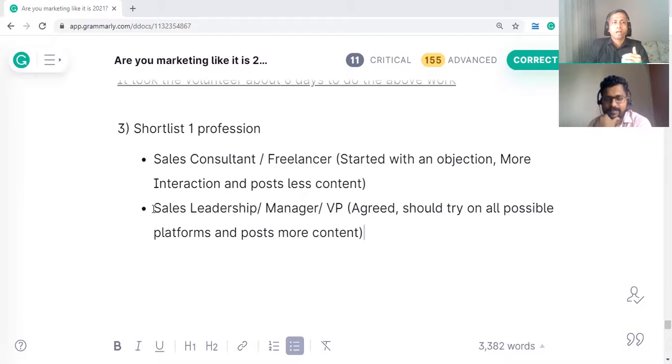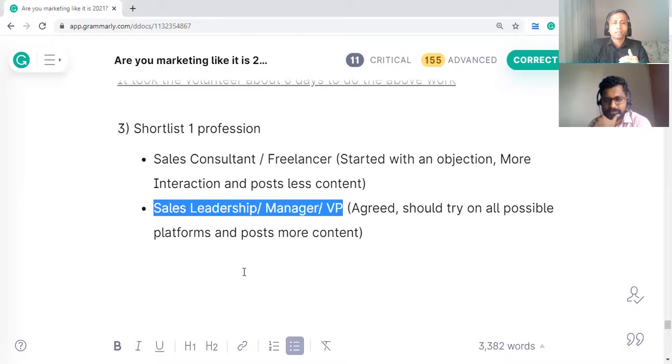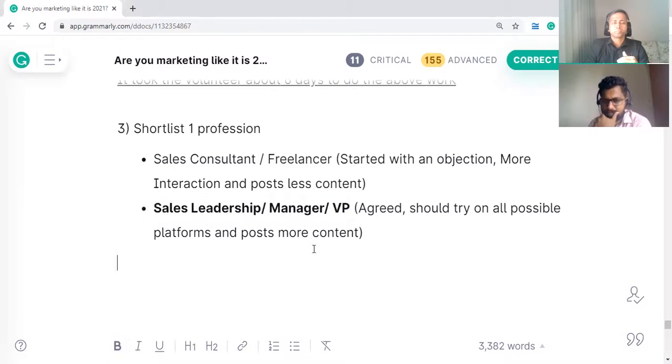So after the discussion that we are doing here, we select this in the case study. We'll try the future experiment on sales leadership, with the profession role of sales leadership. It can be manager, VP, whatever. We are keeping it a bit broad because we are experimenting, so we are still figuring out the right kind of client before we find the first client.